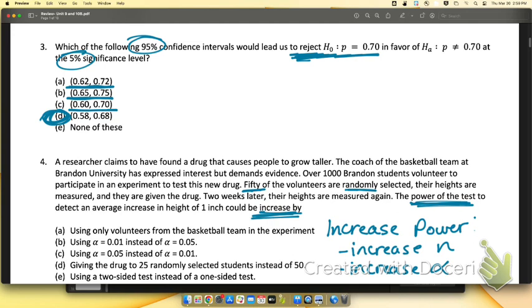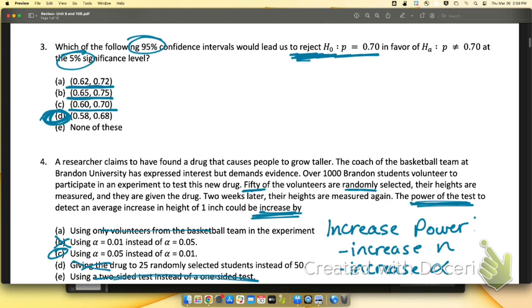Only volunteers for the basketball team are in the experiment. That doesn't change power. Using alpha of 0.01 instead of alpha of 0.05. That's actually decreasing alpha, so that would decrease power. Using an alpha of 0.05 instead of an alpha of 0.01. That would increase power. Giving the drug to 25 randomly selected students instead of 50. That would be decreasing power because that is decreasing the sample size. And then using a 2-sided test instead of a 1-sided test, that does nothing for power. That's just going to change my p-value, but it does nothing for power.